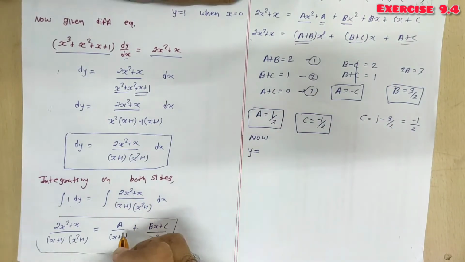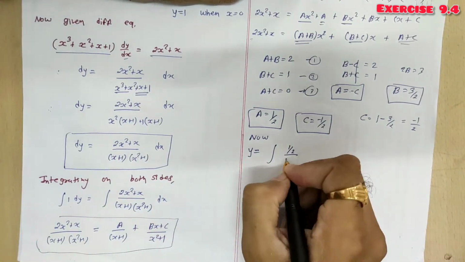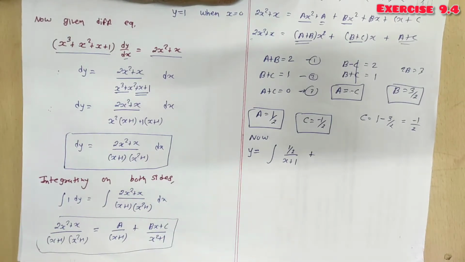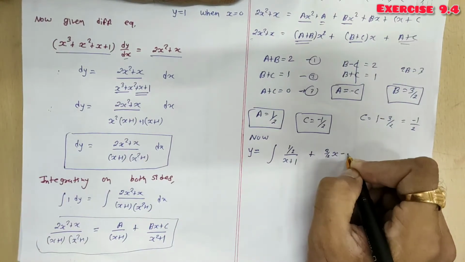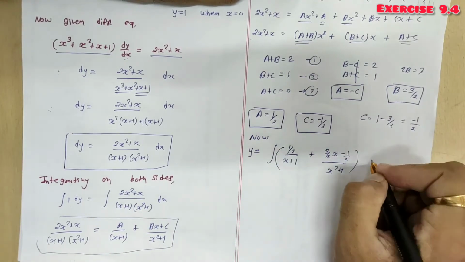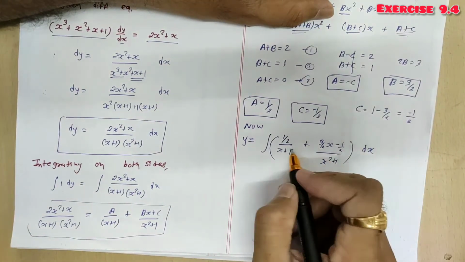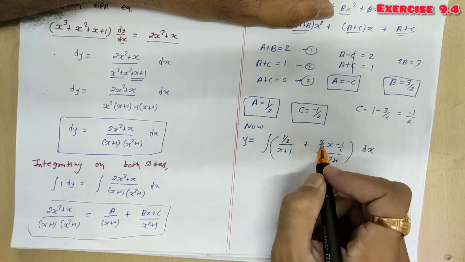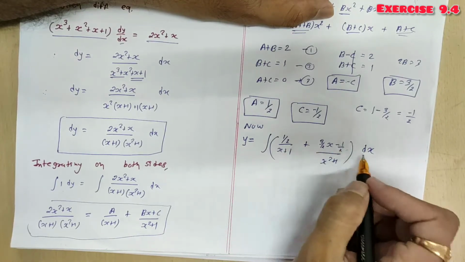So y equals the integration of (1 by 2 upon x plus 1 plus (3 by 2 x plus c, which is minus 1 by 2) whole upon x square plus 1). This is our integrand, with integration with respect to x. Clear? Now we will separate all three terms. This is the first term, writing this x square plus 1 separately in the denominator of 3 by 2 x, minus again writing x square plus 1 separately with this 1 by 2. So total 3 terms are there.